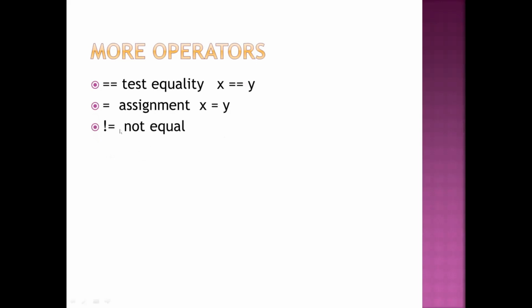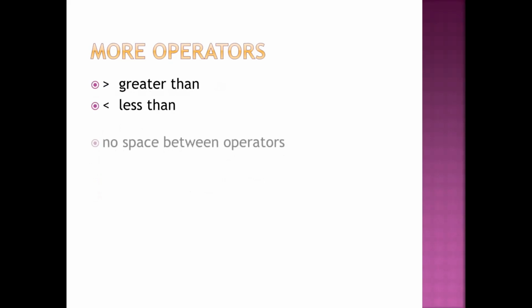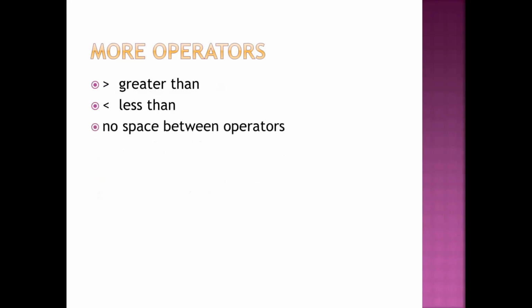Not equal works the same way. You are checking between two variables' values whether one value is not equal to the other. And greater than or equal covers both relationships. If it is equal, the condition is true. If it's greater, the condition is true. Similarly, it's the case for less than or equal. Then come the simpler operators, greater than and less than. The thing to remember is that there is no space within the equal sign.